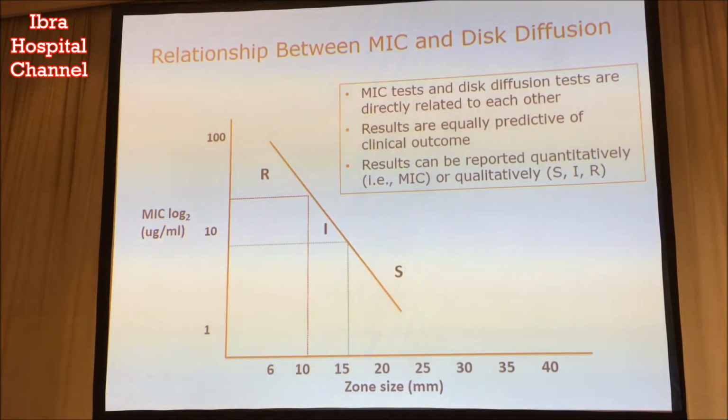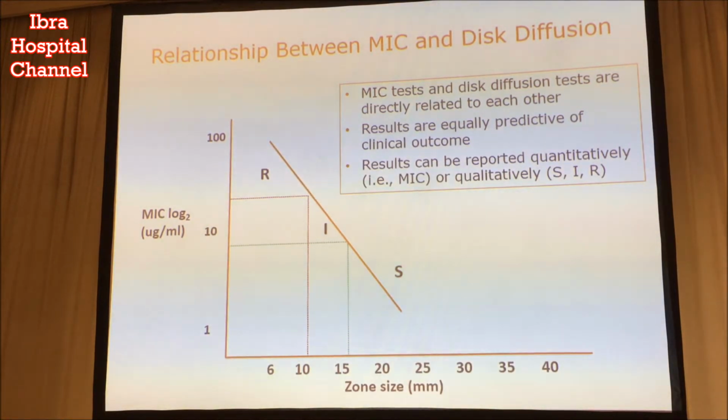The relationship between the results that are generated by the diffusion test, let's say by measuring zones of inhibited growth, and by a broth or agar dilution test measured by MICs, is they're related. There's an inverse linear relationship between the log of the MIC and the size of the zone of inhibition. Because they're related, the results are equally predictive of clinical outcome.